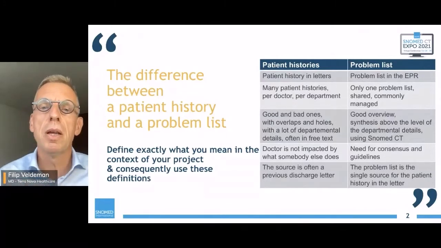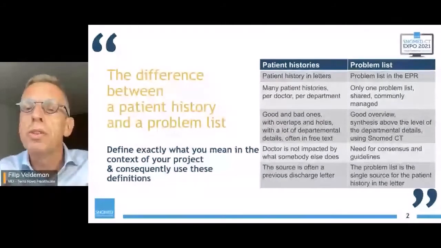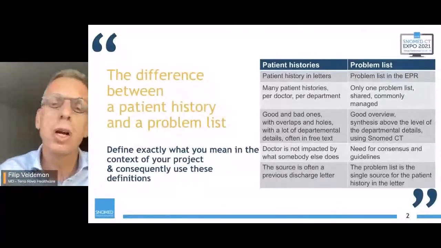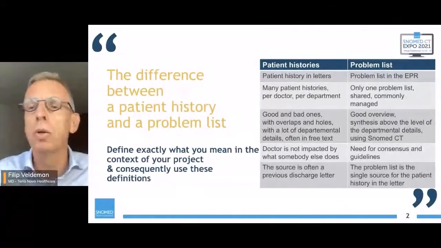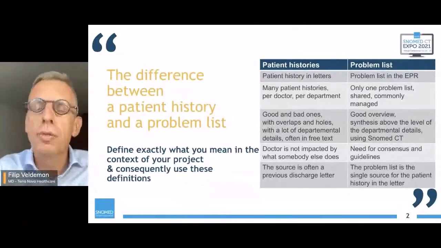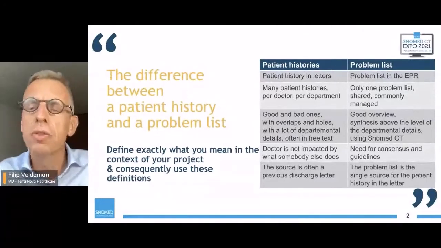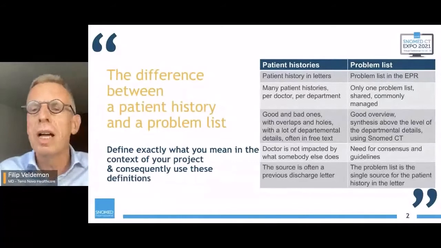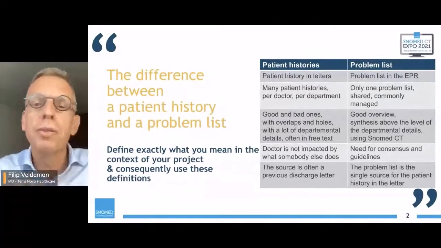On the other hand, you have a problem list, and a problem list is something entirely different. A problem list sits on the level of the electronic patient records, and there is only one shared problem list that is commonly managed by all the doctors in the hospital. It should give a good overview, a synthesis of what's going on with the patient at a level of detail above the different specialties.